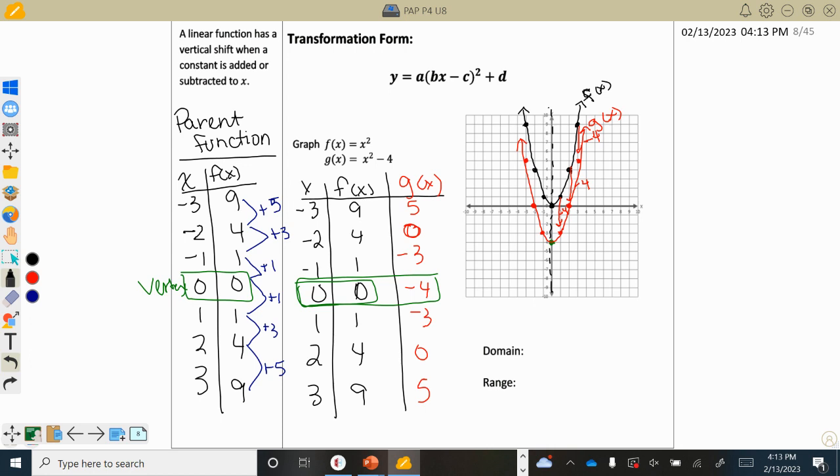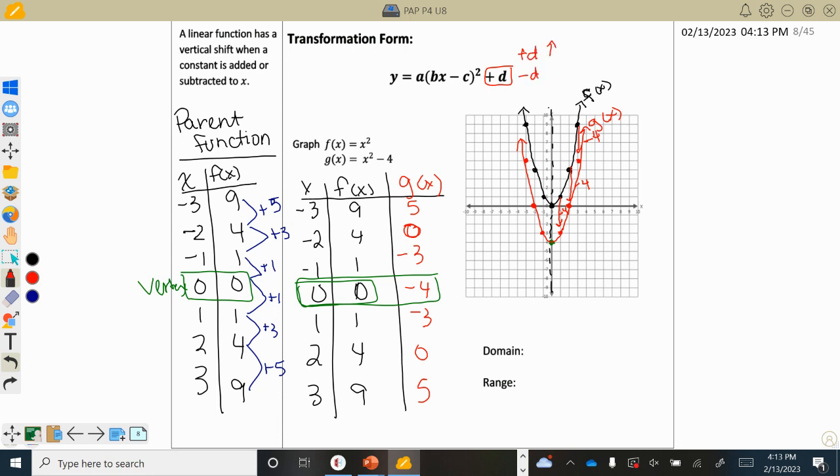Okay, this is the D part of our transformation form of a quadratic. I didn't talk about that a minute ago. I should have. I apologize. Y equals A times (BX minus C) all squared plus D. Today we're just focusing on the D part. Okay? This is the part we're talking about today. If it is a plus D, we're going to shift up.